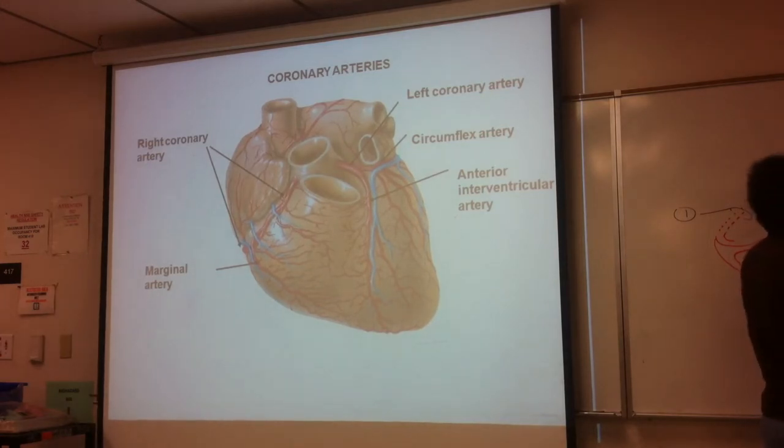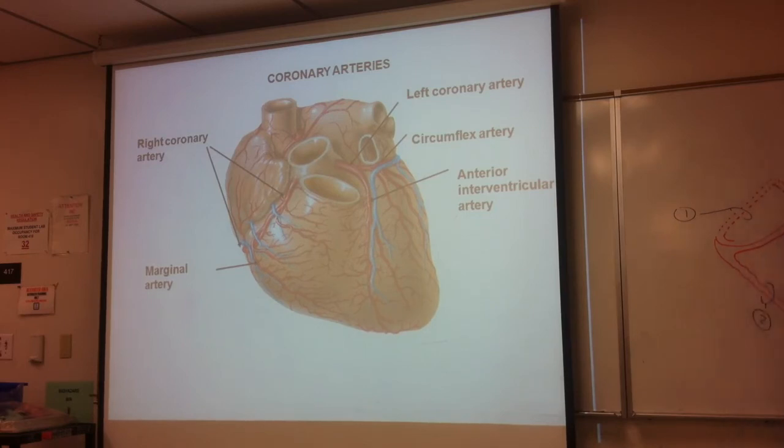So left coronary artery, again, is rather short, bifurcates, forms the anterior interventricular artery. And so anterior and posterior interventricular arteries are on opposite sides of that sulcus, they never actually join, which is really weird when you consider how important the circulation to the heart is.